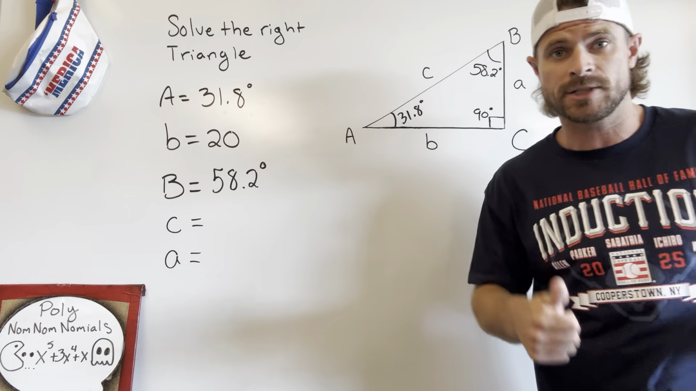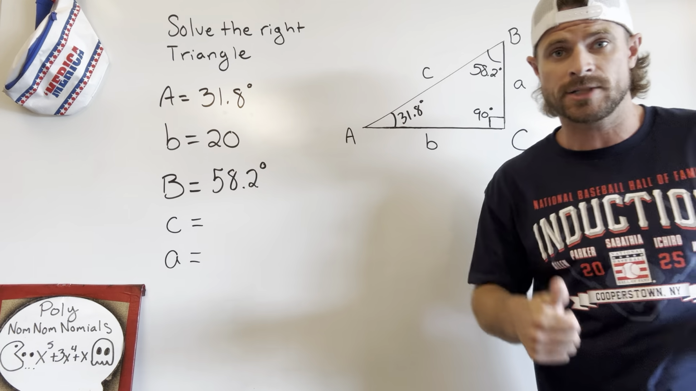So we want to look at all of our information. We could go off of the angle B. So if I want to find side C, I need the hypotenuse. So let's think sine, cosine, tangent. We could use sine because remember SOHCAHTOA, so sine is our opposite over our hypotenuse. So we're going to say sine 58.2 is equivalent to the opposite over the hypotenuse.